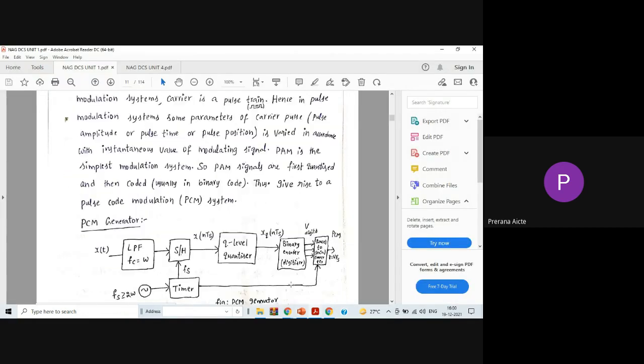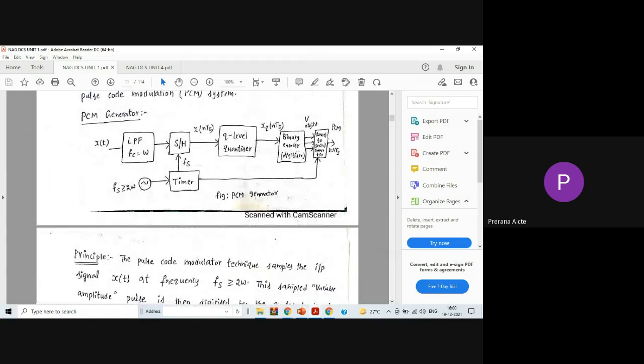See here, the pulse code transmitter or PCM generator both convey the same information. So first we take the input signal, which is applied to the low pass filter. This filter has cutoff frequency W, and its output is applied to the sample and hold circuit. Then the continuous signal is converted to the sampled signal, which we call X of nTs. They need to maintain the sampling frequency greater than twice the highest frequency of the message signal.